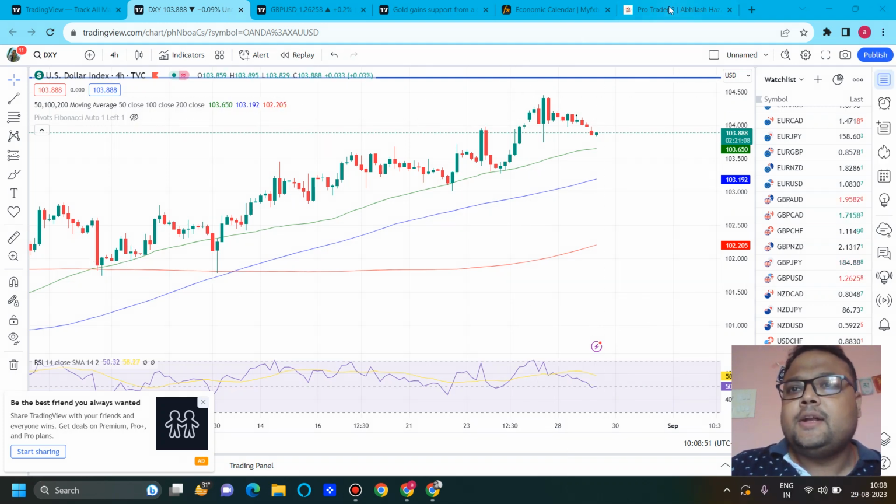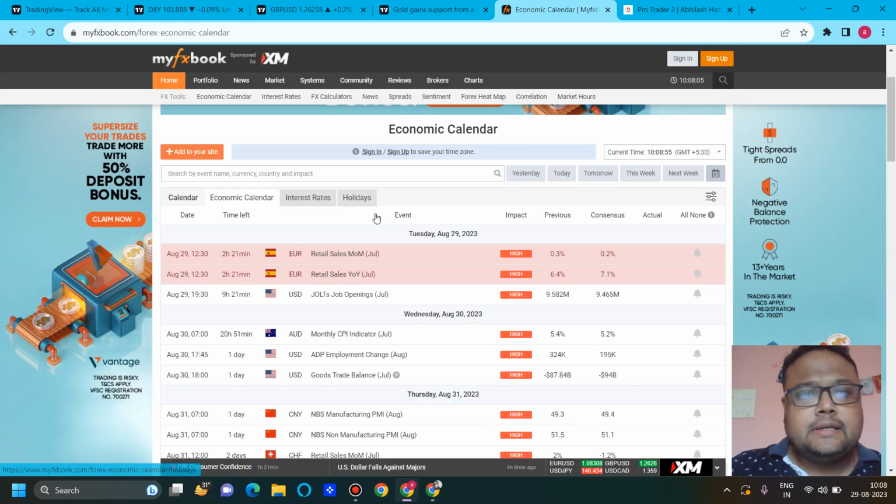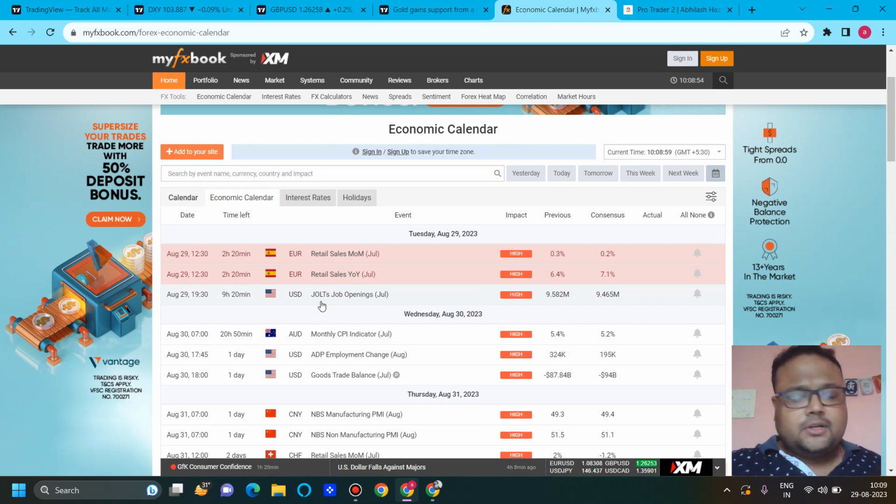And if you look at the economic calendar, we can see that today we have news on the US dollar, but this is not a major event. The market is mostly waiting for the jobs data, the NFP, which is coming on Friday. So mostly we can expect that the market will remain sideways. The market may remain boring throughout the week.